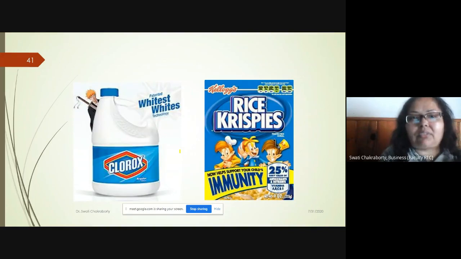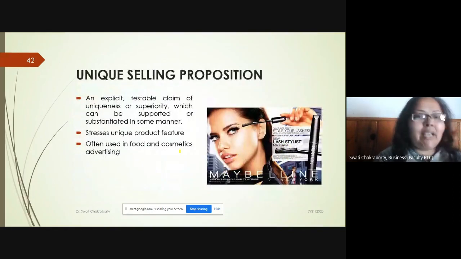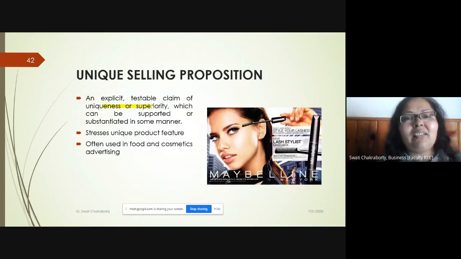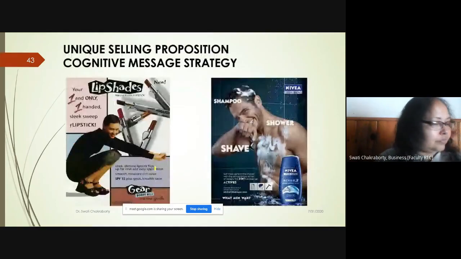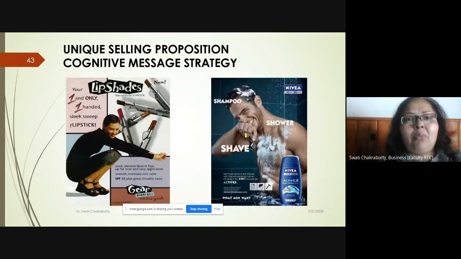It's a truth. Next comes unique selling proposition, where you talk of the uniqueness of your product, right? Or it can be superior also, and it can be supported with some evidence. It mainly talks about the unique feature. It's applicable mostly in food and cosmetics. In Maybelline, everyone knows that's the best. So here are some more ads where we have unique selling proposition, cognitive message strategy. See this? It's talking about the best.